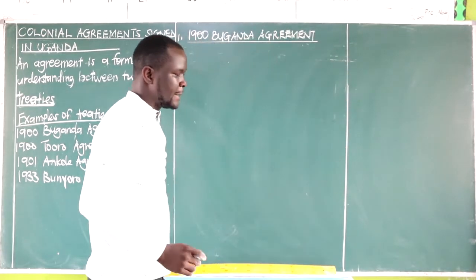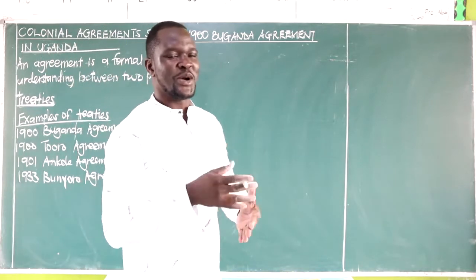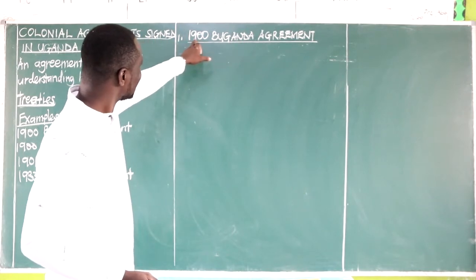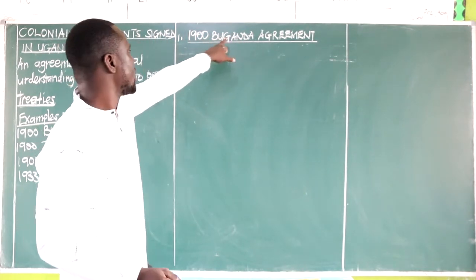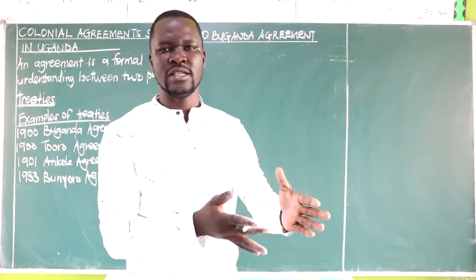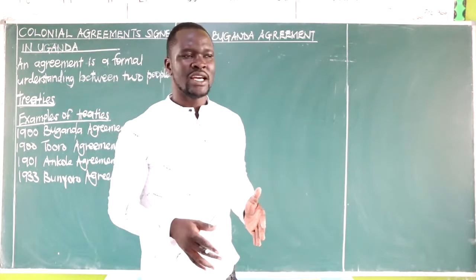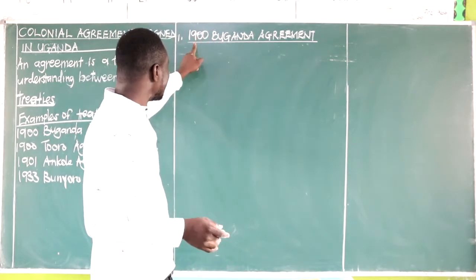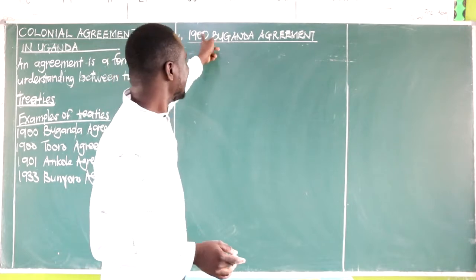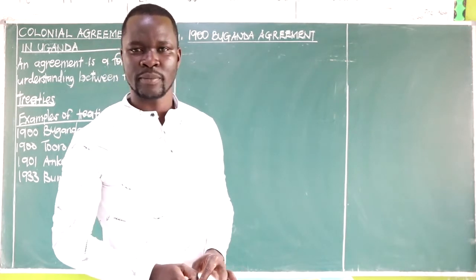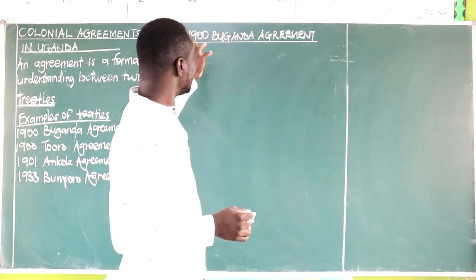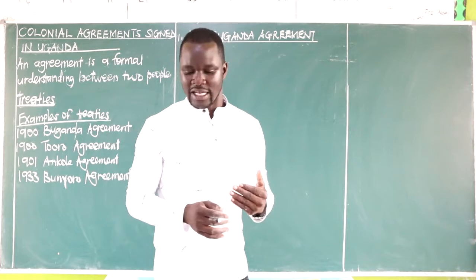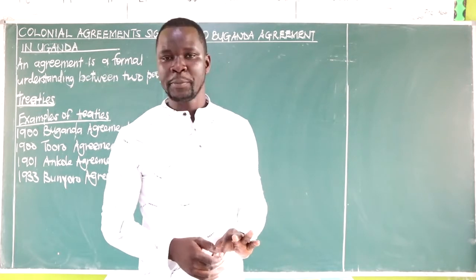Remember, I said we can also call this the 1900 Buganda Treaty. Now, we need to begin by understanding why it is called the 1900 Buganda Agreement. It's called that because it was signed in this year, 1900, in Buganda. Are we together? You're getting that. It was signed in 1900 in Buganda. That's why we call it the 1900 Buganda Agreement.